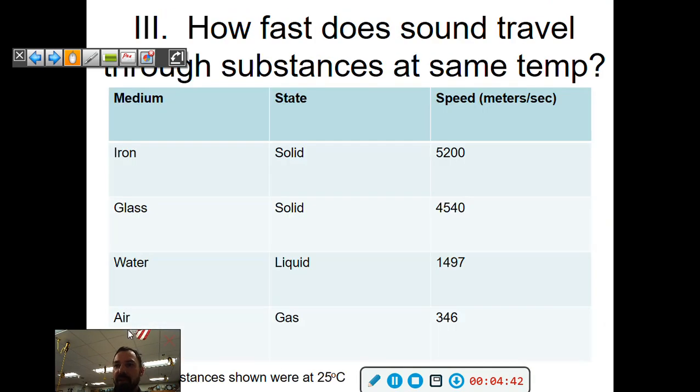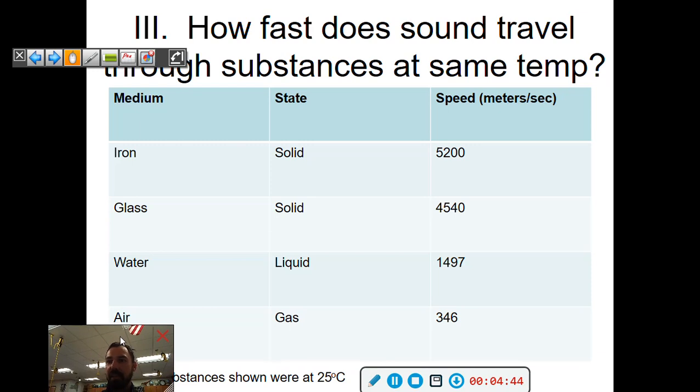Okay, so here's an example of the speeds. This is at 25 degrees Celsius. They decided to take the same temperature and measure the speed of sound. All right, so iron obviously wins at 5,200 meters per second. Glass is a close second at 4,540 meters per second.